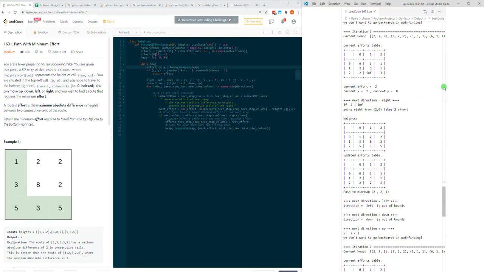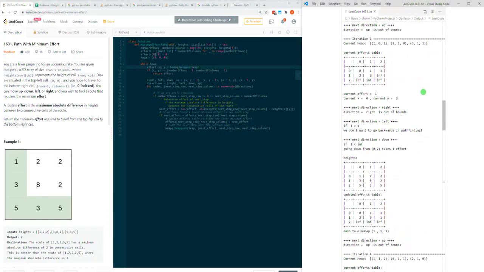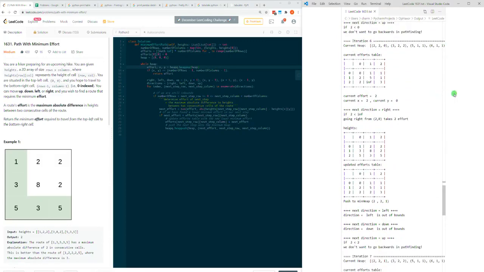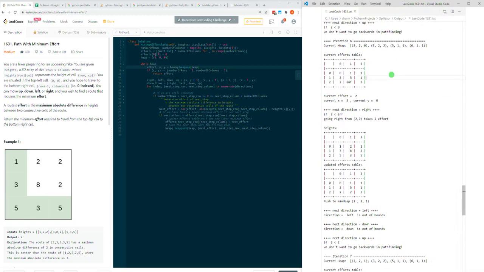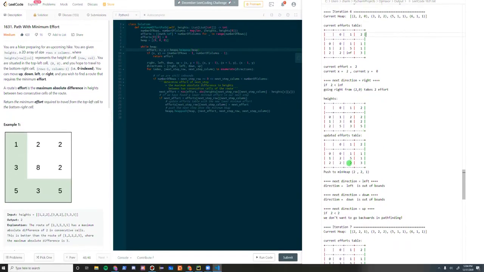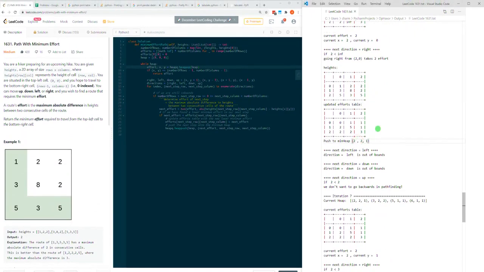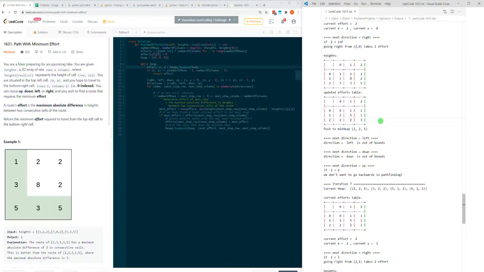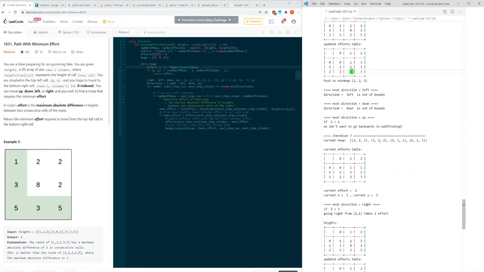Okay, iteration 6. So the position 2, 0, row 2, column 0 floats to the top as the next lowest effort position to investigate. So if going right is less than infinity, which takes 2 effort, of course it is less effort, so we update our table accordingly, and we push that to the min heap. Getting to 2, 1 takes 2 effort. Going left from this position would push us out of bounds. Going down from this position would push us out of bounds. Going up from this position would make us go backwards.